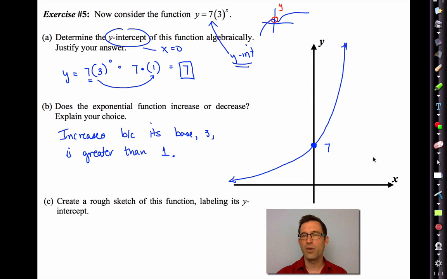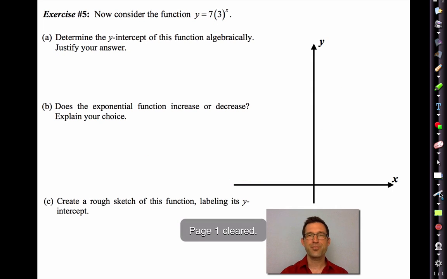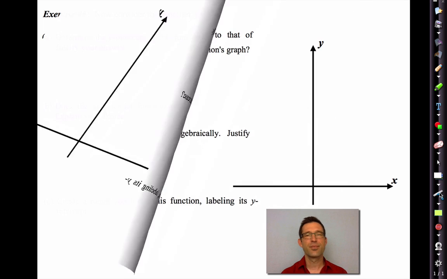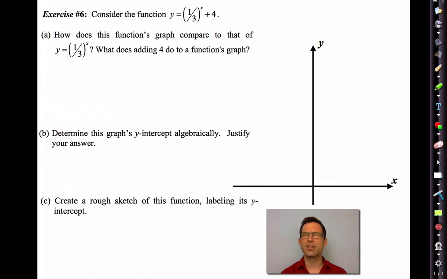Okay, here we go. All right, exercise number 6. Ooh, this one's a bit different. Consider the function y equals 1/3 to the x plus 4. How does this function's graph compare to that of y equals 1/3 to the x? In other words, what does adding 4 do to a function's graph? Think about that for a minute.